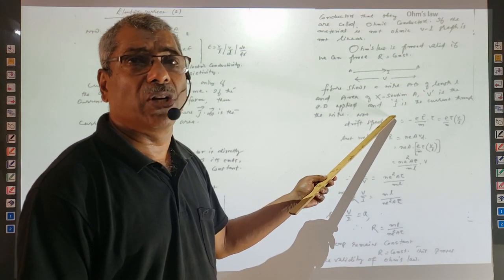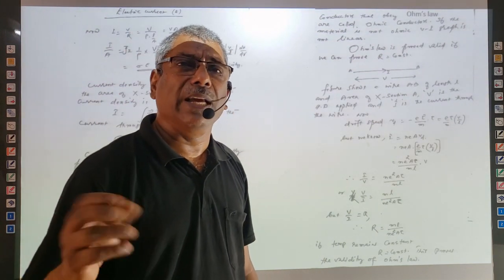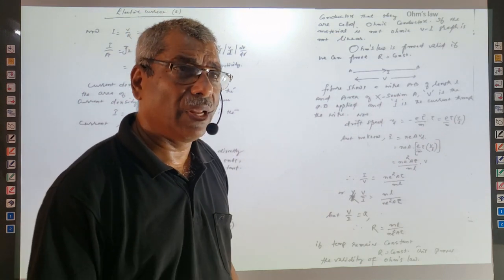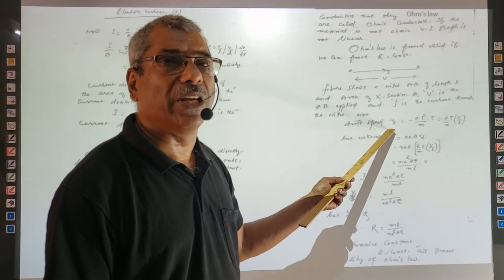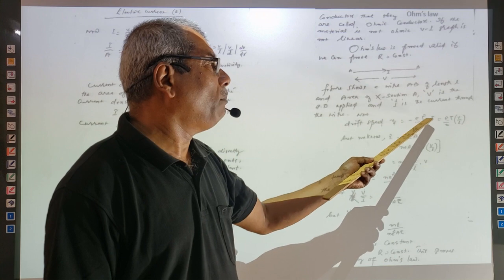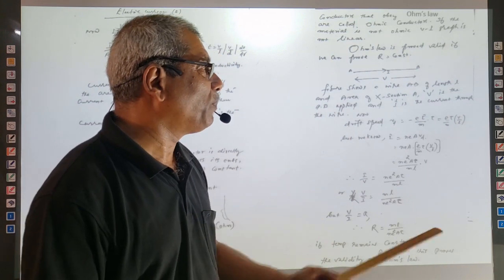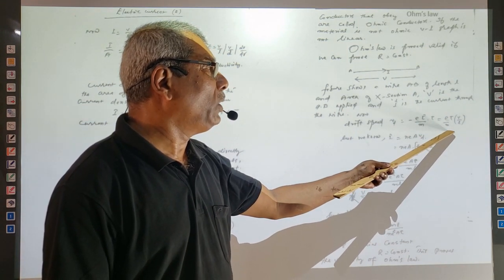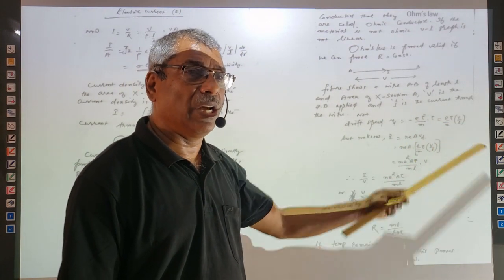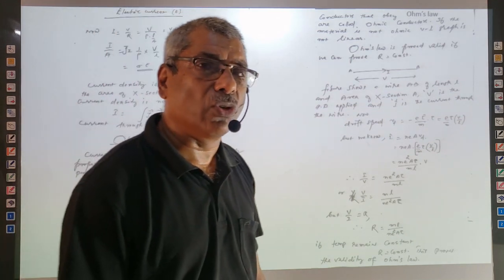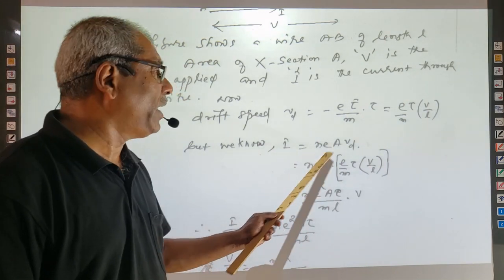Everybody knows that when a potential difference is applied, an electric field is generated all along the conductor, and hence electrons start drifting. Yesterday we studied very clearly what drift speed is. Drift speed we saw yesterday as Vd is equal to minus E into tau divided by m, that is, small e into tau divided by m into capital E, where tau is the relaxation time. Capital E we can write in terms of V by L, because capital E is also called the potential gradient. And also we know that I is equal to n e A Vd.